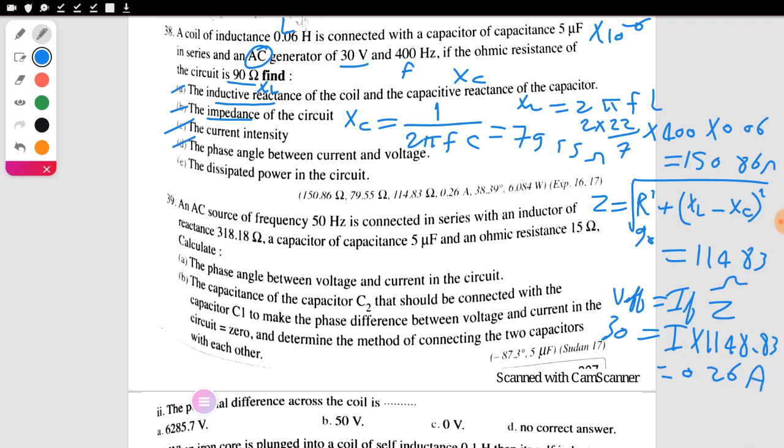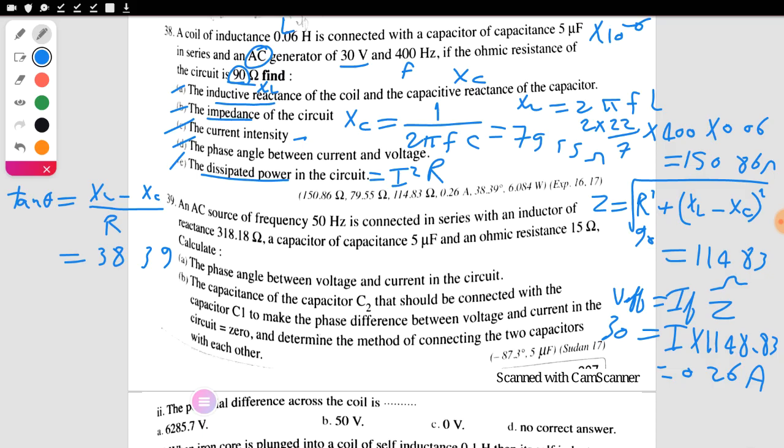Number D, phase angle between current and voltage. Phase angle: tan theta equals XL minus XC divided by R, equal 38.39 degrees. Okay? Find the dissipated power. Dissipated power equals I squared R, the resistance 90, with I squared calculated from this. This is the end of the problem.